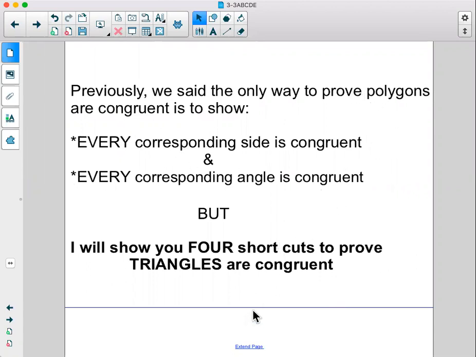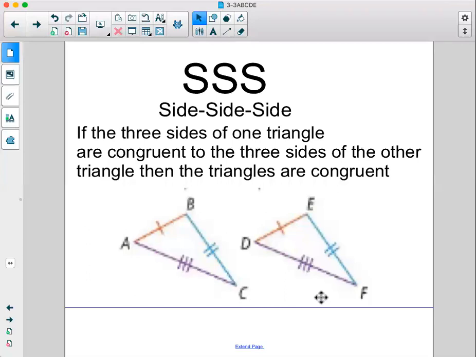But I'm going to show you 4 shortcuts for how to prove triangles are congruent. Today, here's the first one. If 3 sides in one triangle are congruent to the 3 sides in another triangle, then you can say the triangles are congruent. You don't even have to know anything about the angles. It's a shortcut.